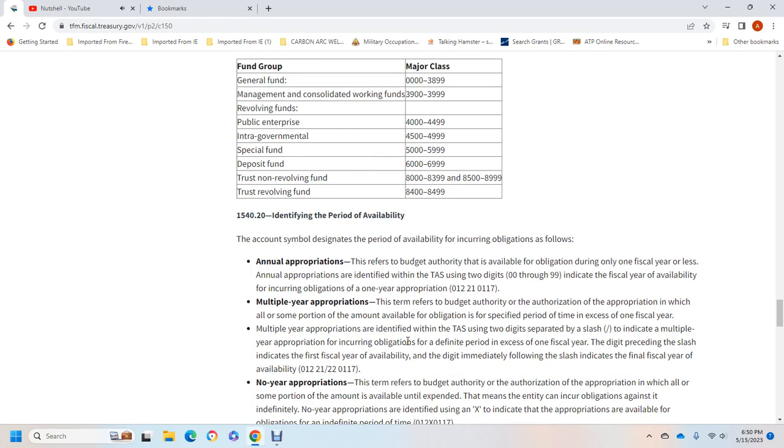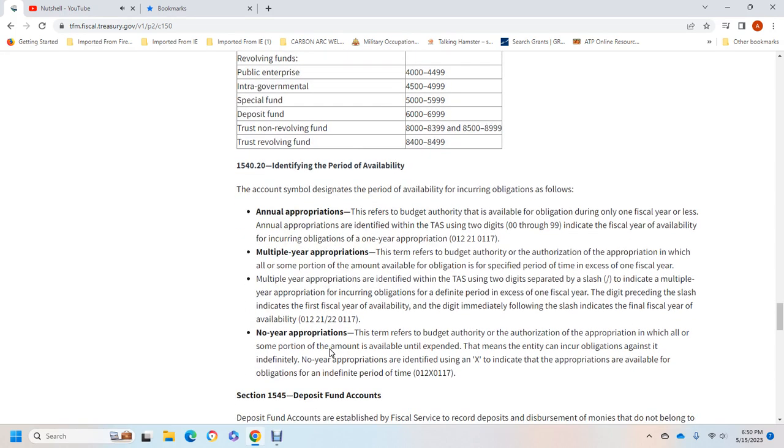Appropriation: some part of the amount available for obligations specified by the time in excess of one fiscal year. A multi-year appropriation is identified with the Treasury accounting symbol with two digits separated by a slash, indicating multiple years of operation, incurring obligations for a definite period in excess of one fiscal year. The digit preceding the slash indicates the first fiscal year of availability, and the digit immediately following the slash indicates the final fiscal year of the availability.